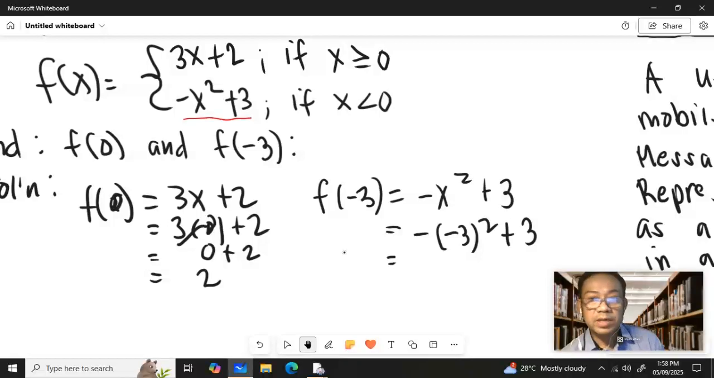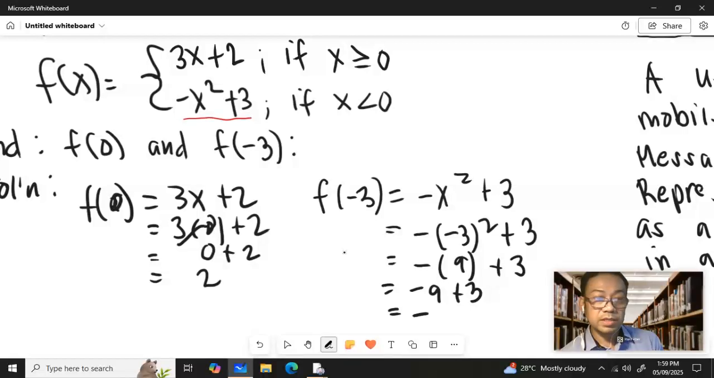So using PEMDAS or MDAS, we will solve first the numbers inside the parentheses. So negative 3 raised to 2, that is positive 9, plus 3. Thus, we can remove the parentheses. This is negative 9 plus 3. Therefore, f of negative 3 is equal to negative 6. Okay.